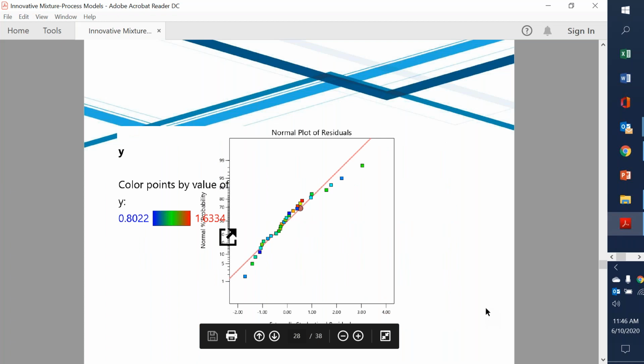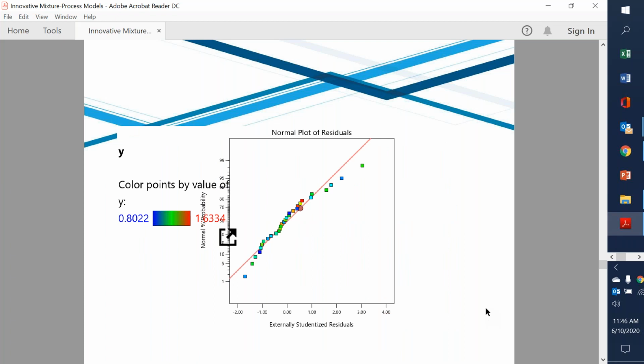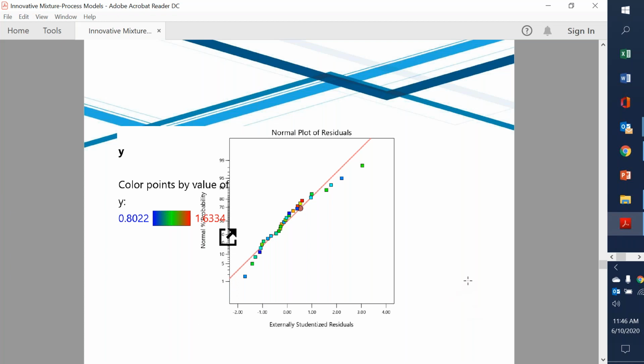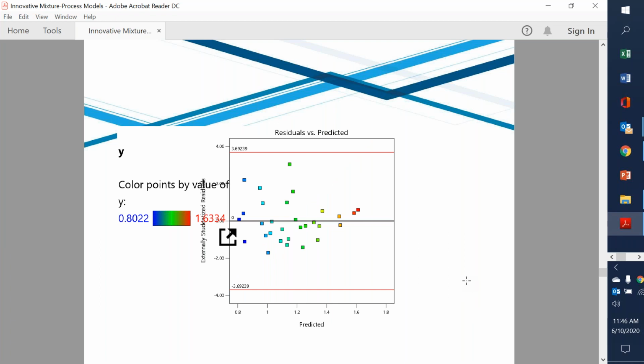Normal probability plot of the residuals. This is a computer experiment. There is noise in here, so it's using some bootstrapping. So this is not completely deterministic, but there's the normal probability plot of the residuals. I'm very happy that Pat and Mark went ahead and put in the externally studentized residuals. Those are the proper residuals. I was very glad that they did that. Here are the residuals versus the predicted values. We're not seeing any major problems.